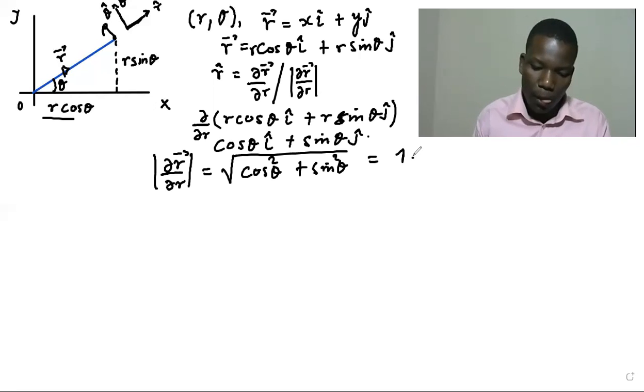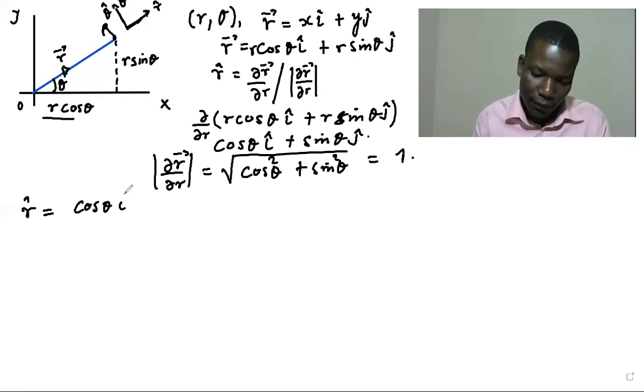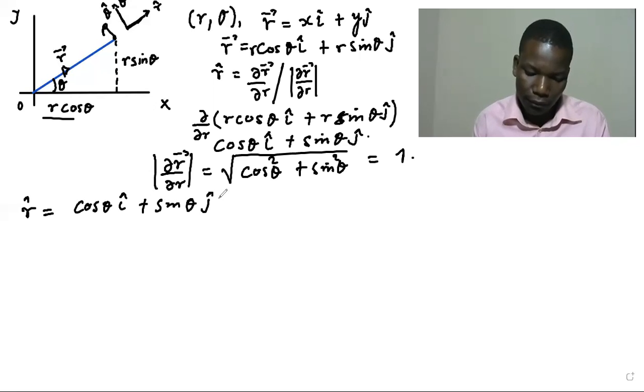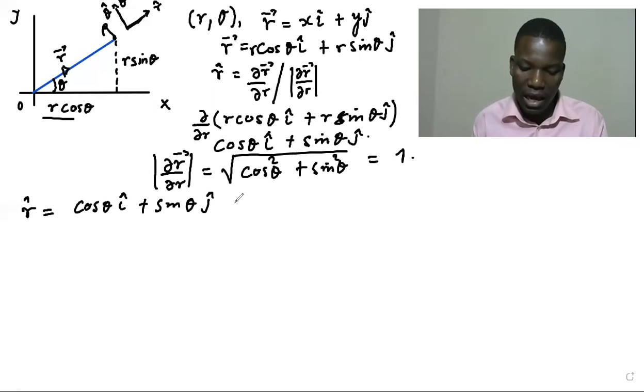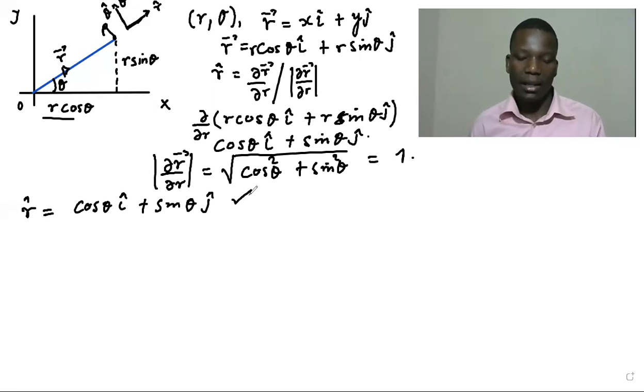So we are going to have our unit vector r being equal to cos theta i plus sin theta j, divided by 1, which is basically the same. So this is our unit vector r.